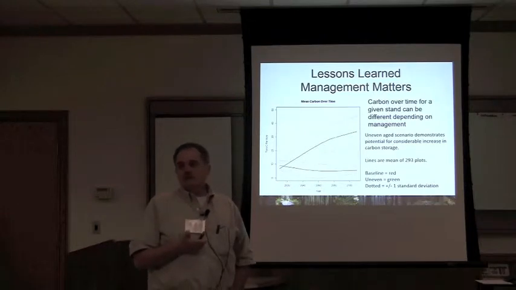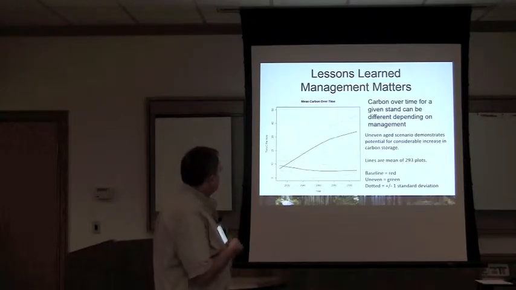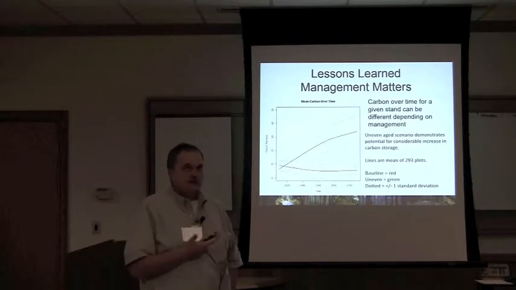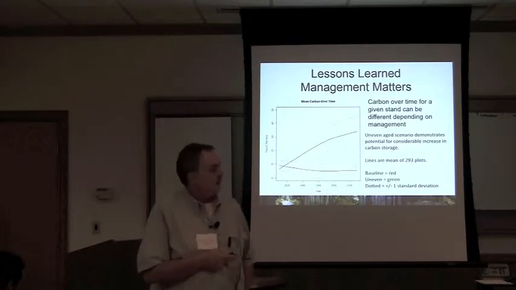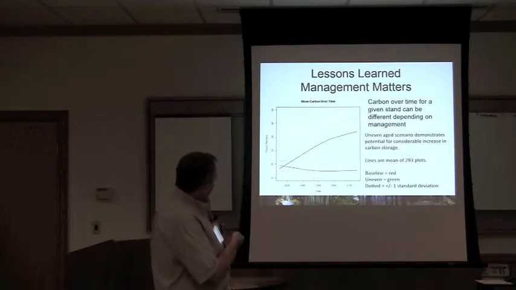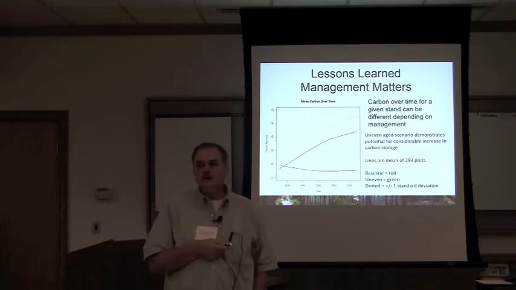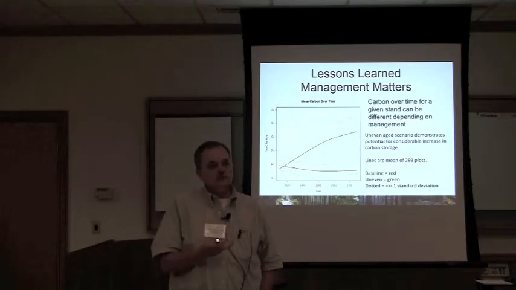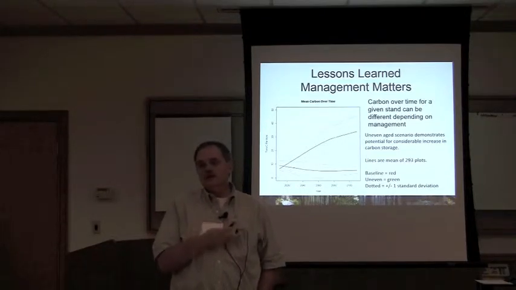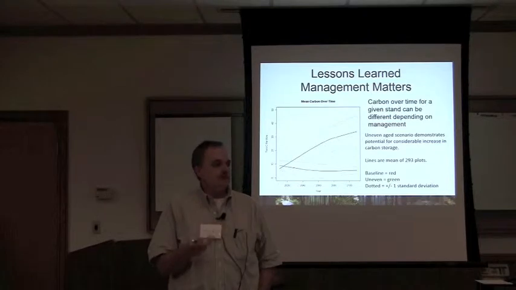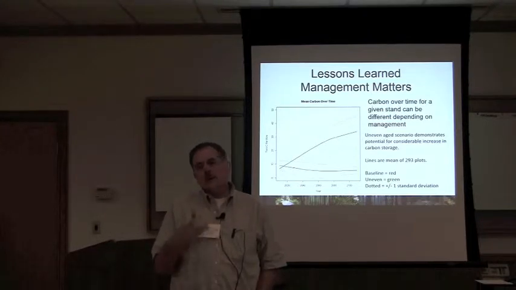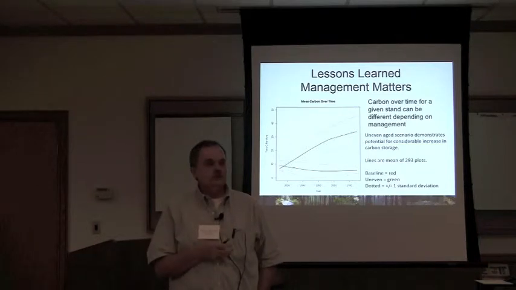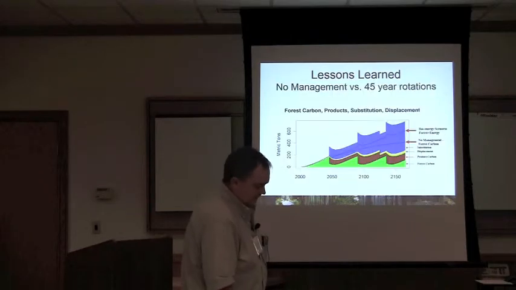How you manage the forest matters. The same acre, this is actually 293 plots in Missouri, managed one way produces this amount of carbon, managed a different way produces that amount of carbon. So basically the same kind of forest being managed different ways can produce significantly different amounts of biomass, therefore have significantly different amounts of energy available or sequestration potential. So how you manage matters.